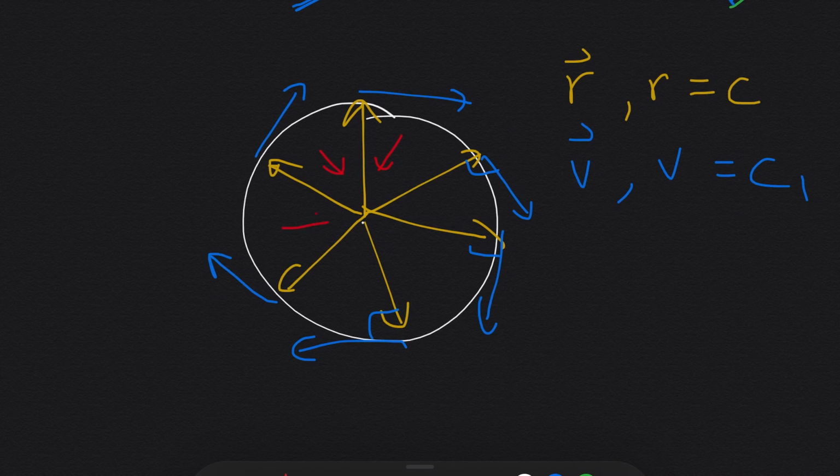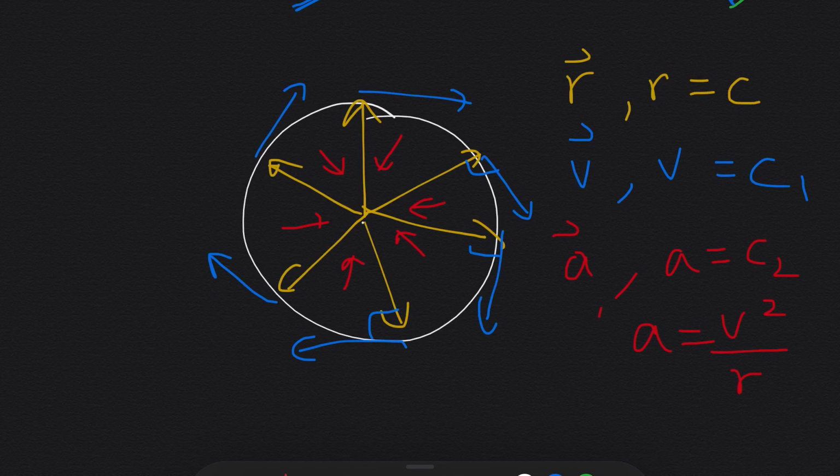All right, acceleration, let me use red. Acceleration is always pointing inward towards the center of the circle, and we call this a centripetal acceleration. So that's A. And the magnitude of acceleration is also constant. And if we know what v is, we can actually find acceleration. Acceleration is equal to v squared over r.